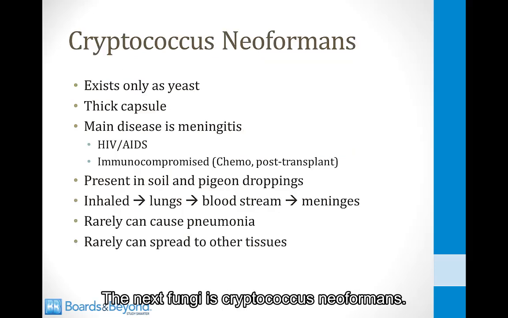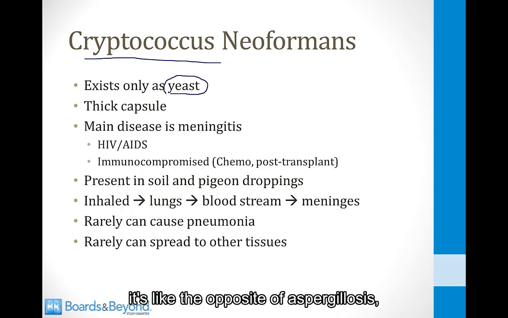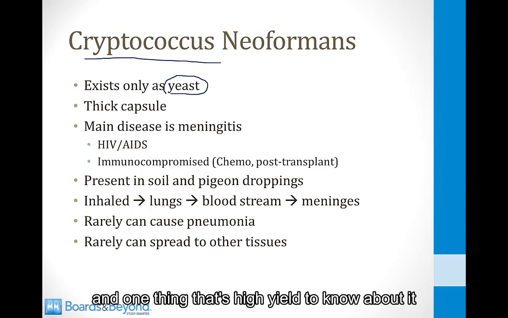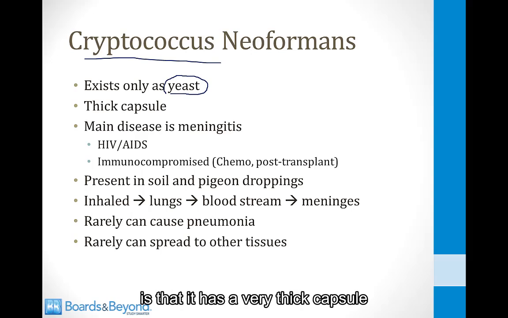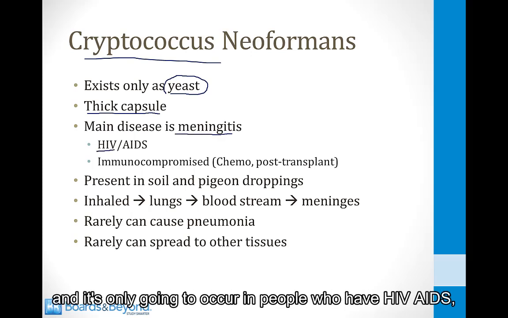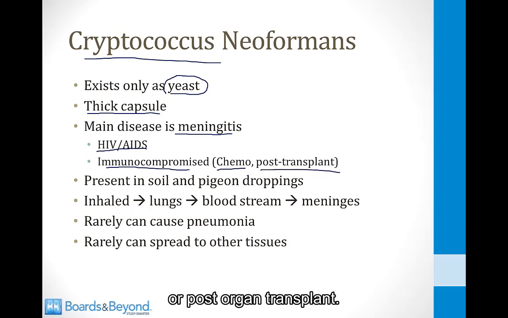The next fungi is Cryptococcus neoformans, and this fungi exists only as a yeast. It's like the opposite of aspergillosis. You are never going to see hyphae coming from Cryptococcus. And one thing that's high yield to know about it is that it has a very thick capsule, which is relatively unique among fungi. Its main disease it causes is meningitis, and this is only going to occur in people who have HIV/AIDS or people who are immunocompromised from chemotherapy or post-organ transplant.